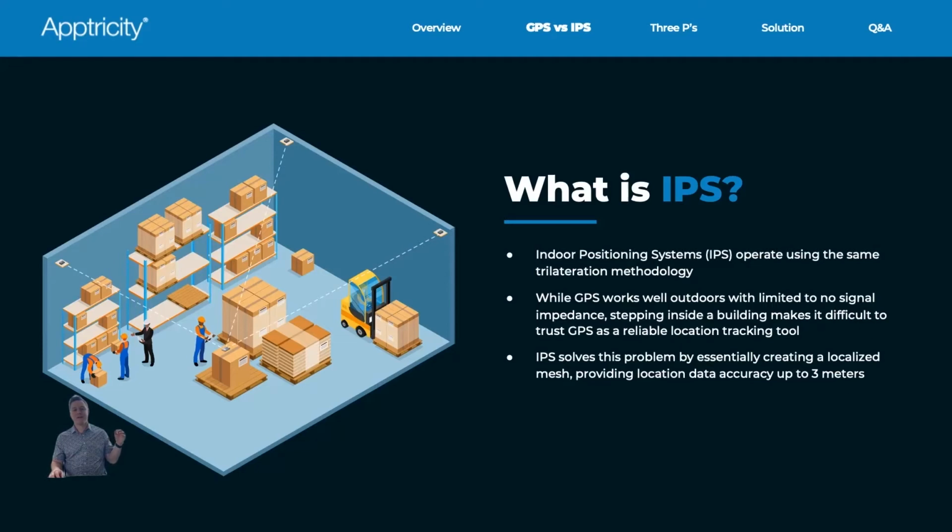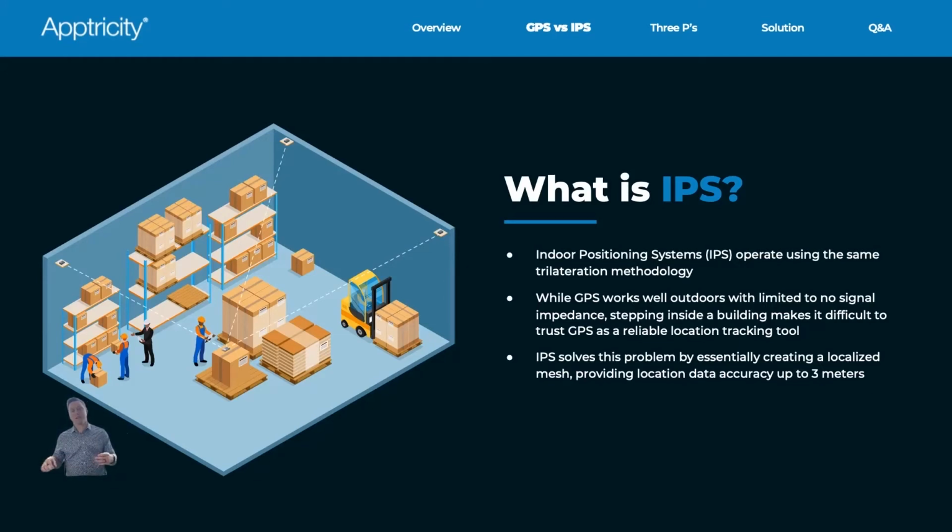Now, 3 meters is kind of the standard that we like to promote at Aptricity, but the technology is advancing rapidly, right? We could probably debate on whether or not this is cutting edge or bleeding edge technology. I'll leave that up to people who care more about that than I do. But the fact of the matter is that this is a technology that works and it's constantly improving.